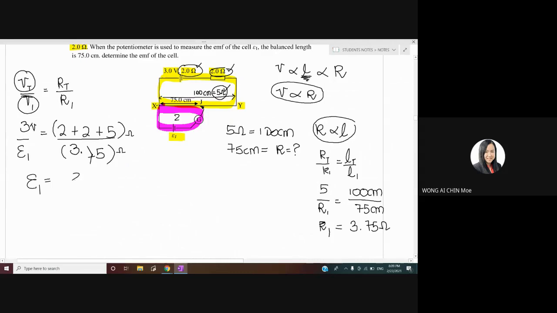Okay, 3 times 3.75 over 9. Press the calculator, you will get the answer 1.25 volt. Okay, so this is example 15. Next we go to example 16.